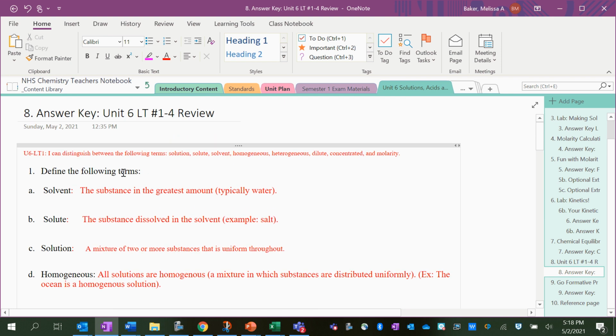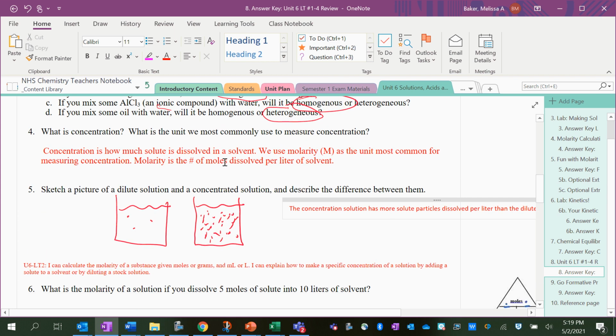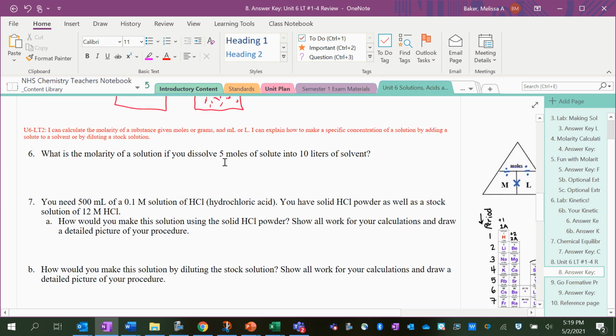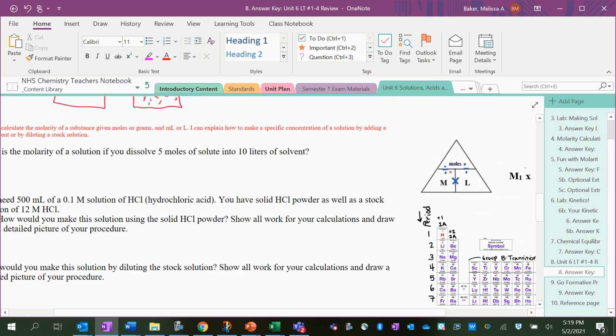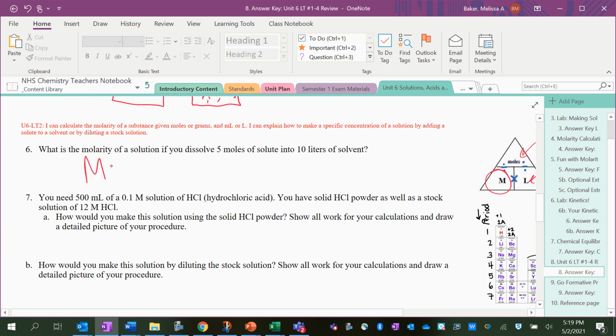That first one, just to reiterate, was that you could distinguish between these terms. What is the molarity of a solution if you dissolve 5 moles of solute into 10 liters of solvent? So here's molarity. So you can take moles divided by a liter. So 5 moles divided by 10 liters. 5 divided by 10 is 0.5 molar.